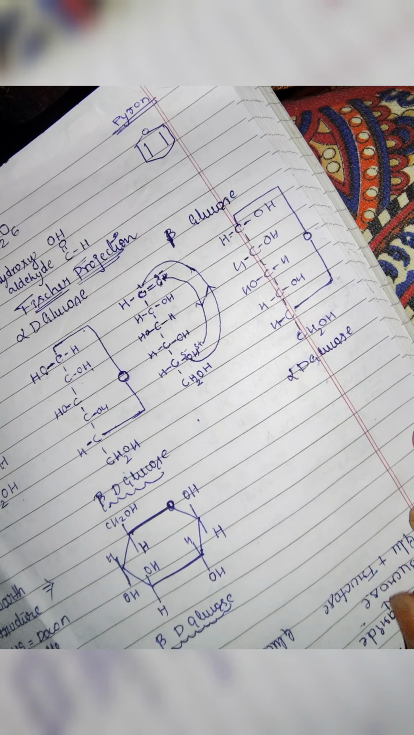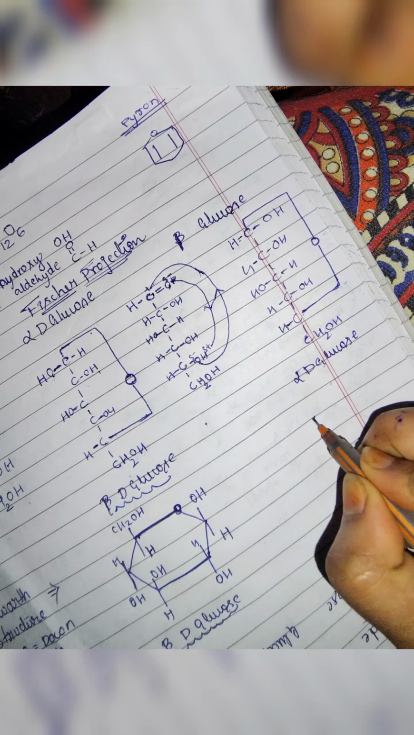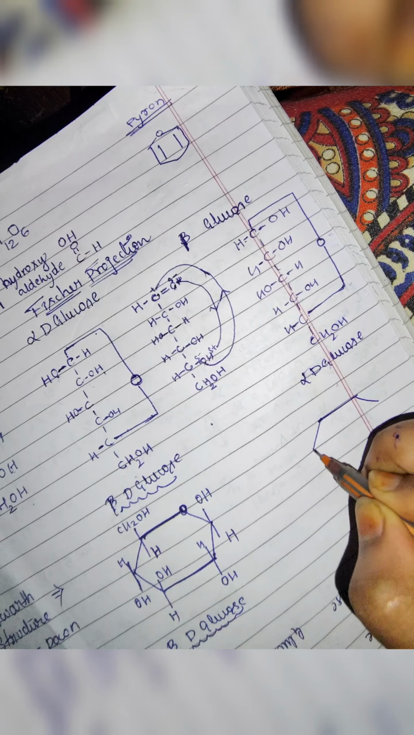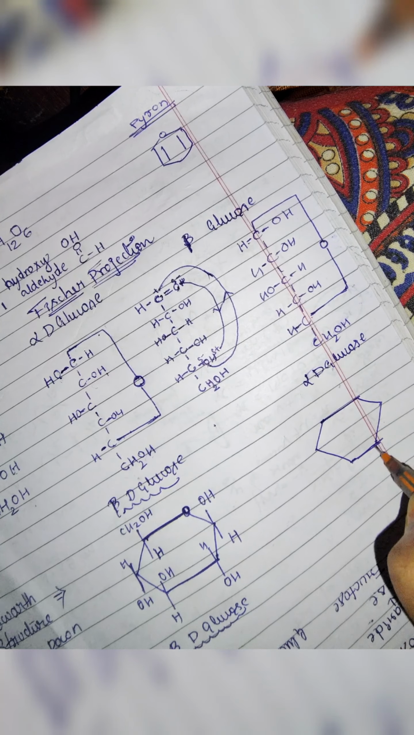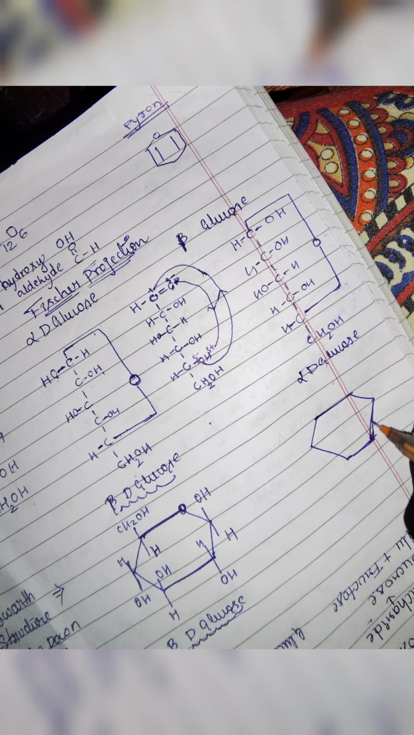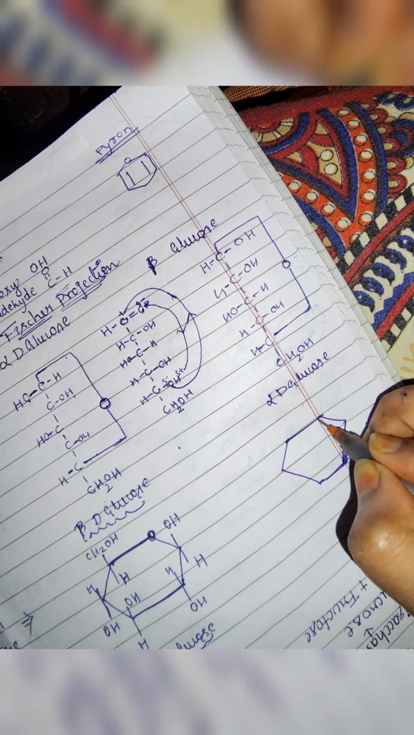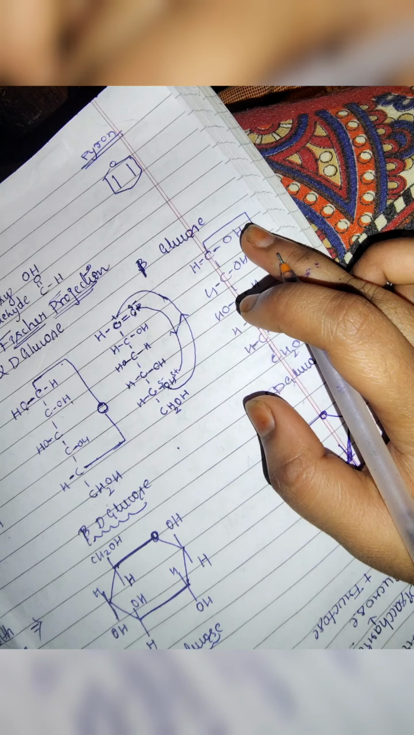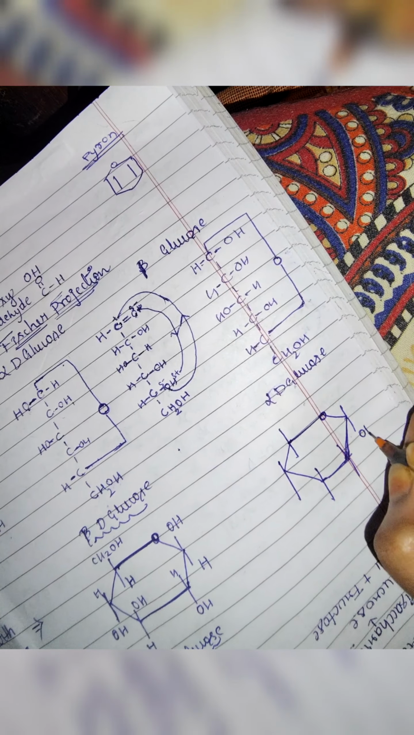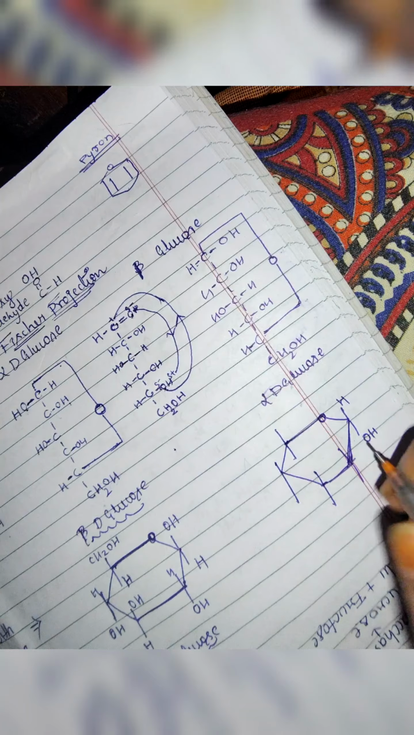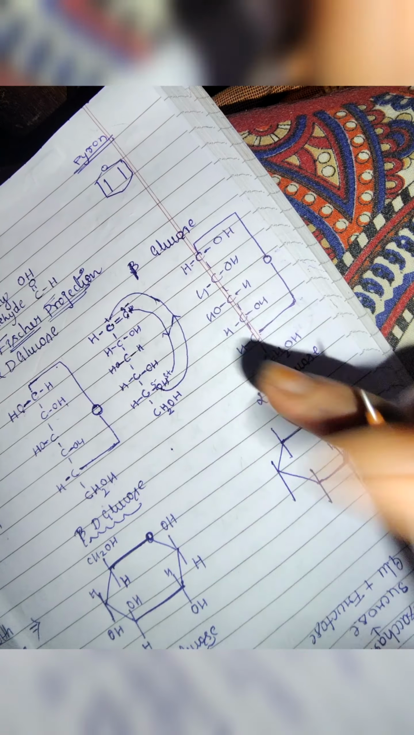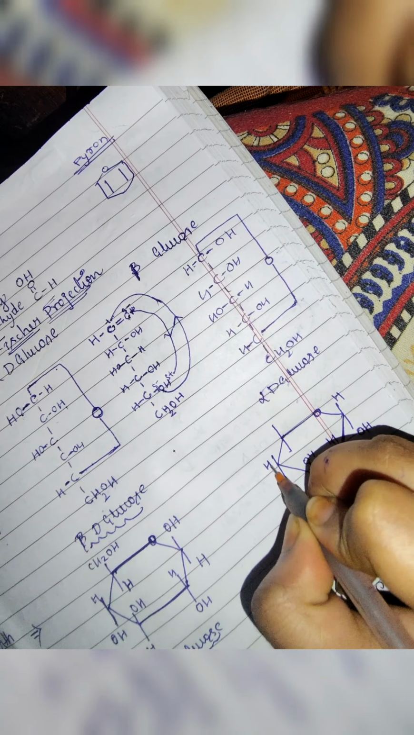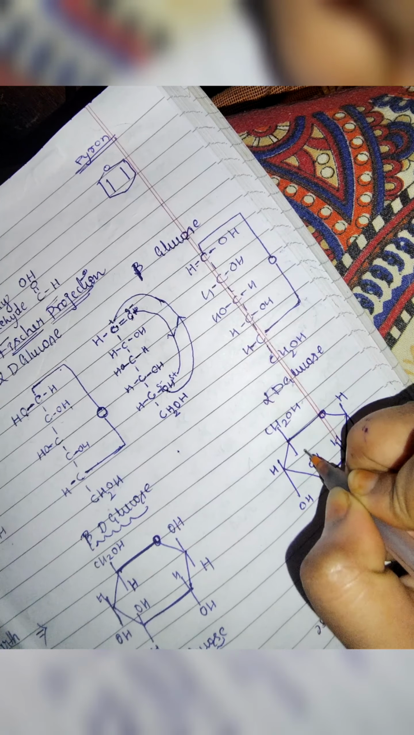Once again I will teach you, listen carefully. Obviously you will write the hexagon like this. Sorry, the hexagon is not proper. Then you will put a circle here, and draw the lines on every vertex. OH is present on the right side, then you have to write it downwards, remaining hydrogen. OH on the right side, downwards, and hydrogen. OH on the left side, upwards, and hydrogen. OH on the right side, downwards, and hydrogen. Finally you will write CH2OH and hydrogen.